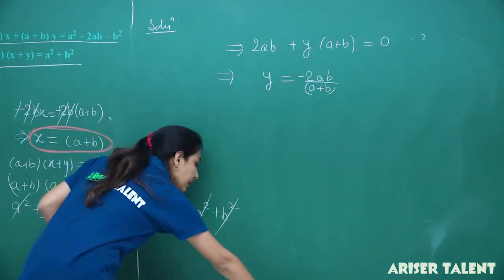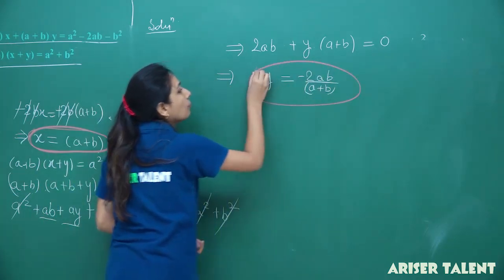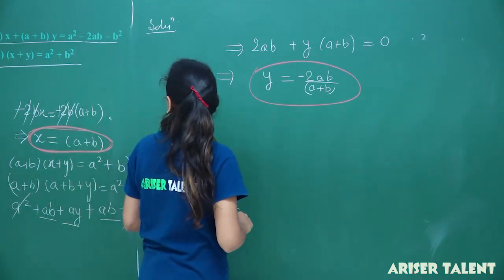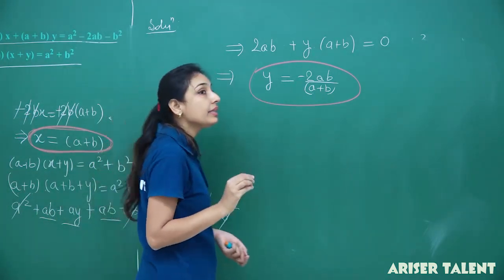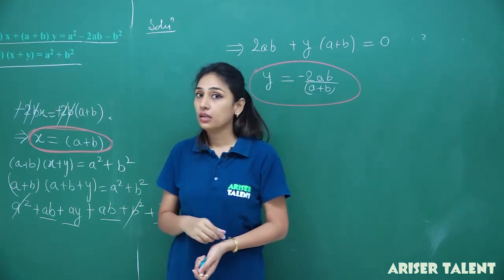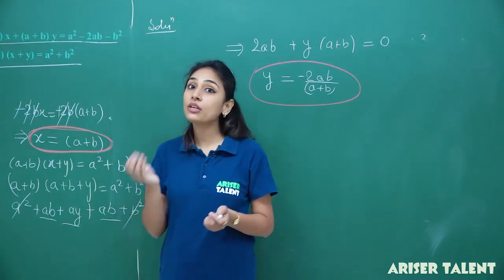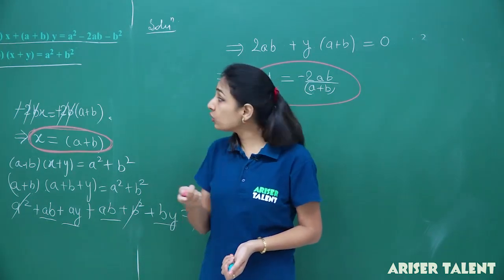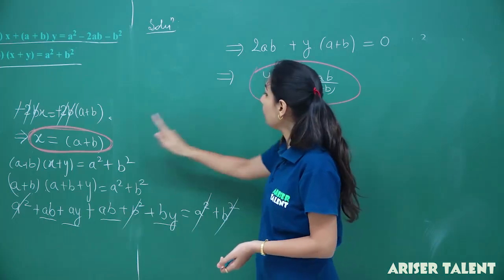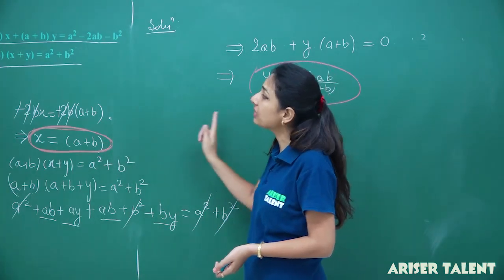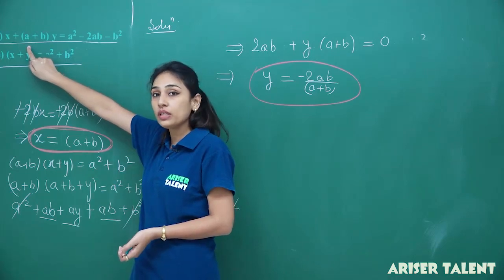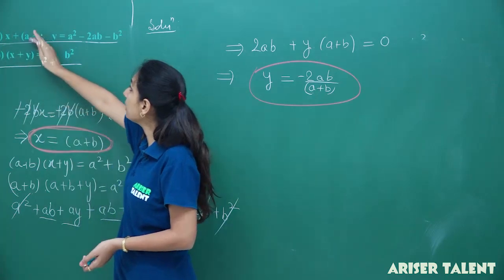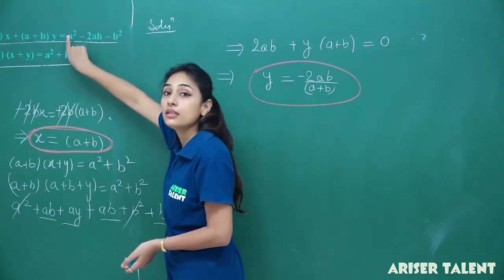So this is simply the value of y. Students, in this way we can find the value of x and y in the given equation by simply equating the coefficients and then adding and subtracting equations. In this we have these two values, x and y. We can simply put them in any of the equations, and if you put this value of x and y here, you will ultimately get this.